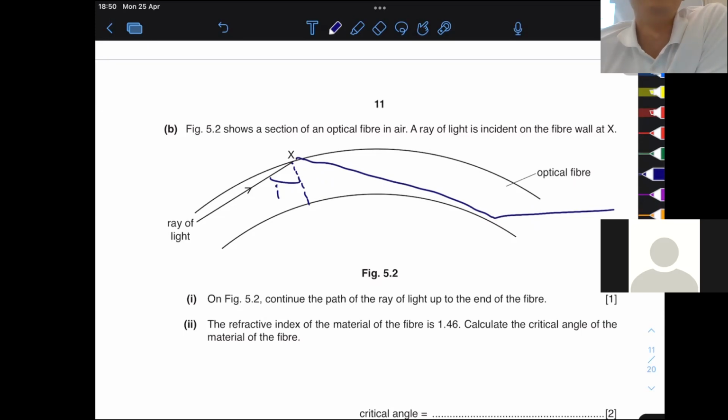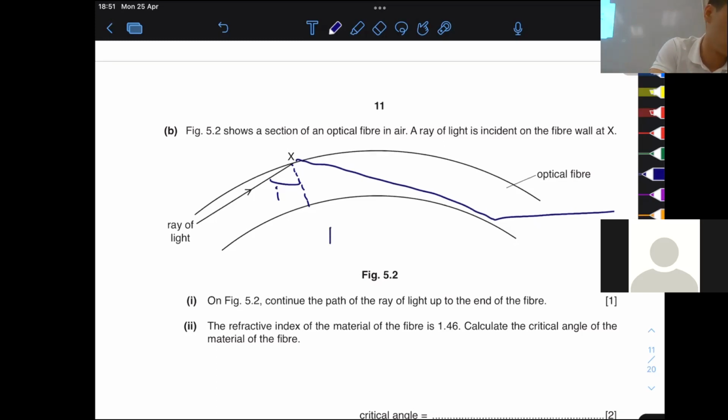But it's not out of the fiber yet. The law of reflection must be the same here also. The incident angle must be equal to your reflected angle.